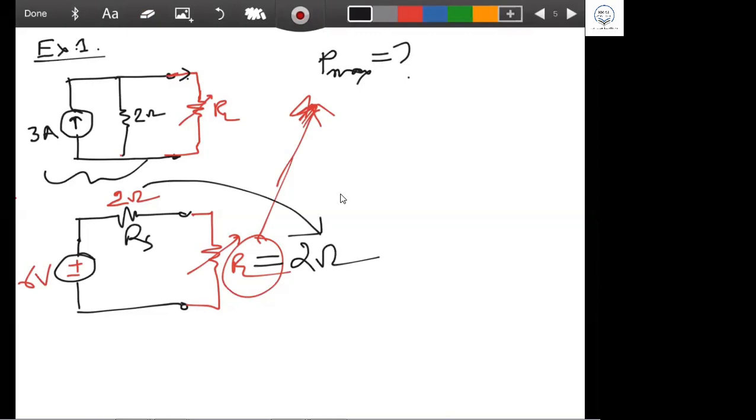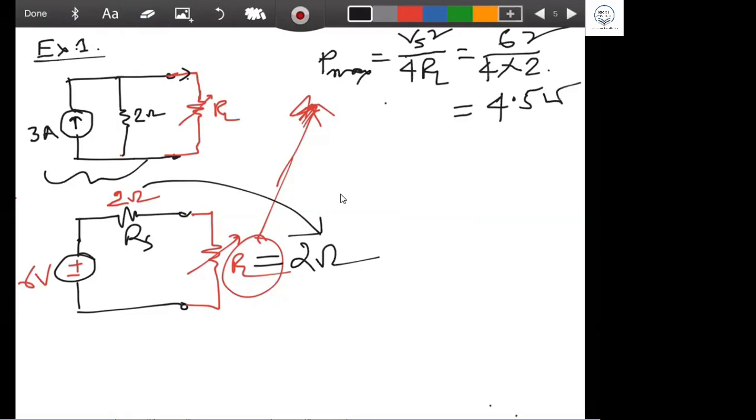Now, what will be the power? Very straightforward. 4.5 watt. How did you find it? What is the equation? What is the equation? Yeah, Vs square by 4RL. Right. Vs square divided by 4RL. And Vs is 6, and RL is 2. So what is the answer? 4.5 watt. Vs square, right? Okay. 4.5 watt. Are you all getting the same answer?